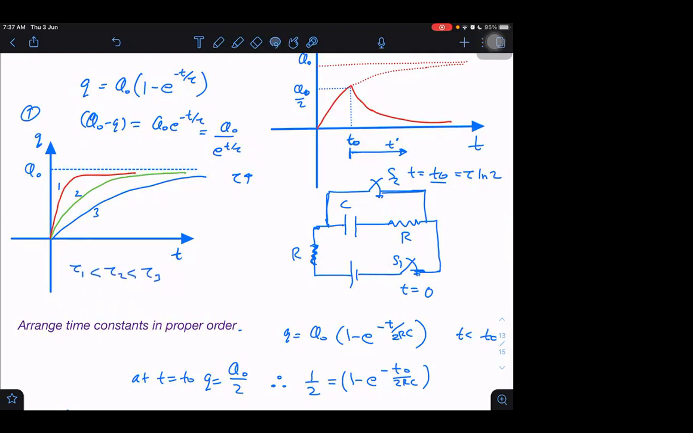Try to understand it properly and then remember it also. As the time constant is more, this thing becomes more. If this thing becomes more, then this gap will remain more between the final value and the charge at any time t. So at any time t, if I compare these three, which has the largest gap? 3 has the largest gap. So 3 has the largest time constant.